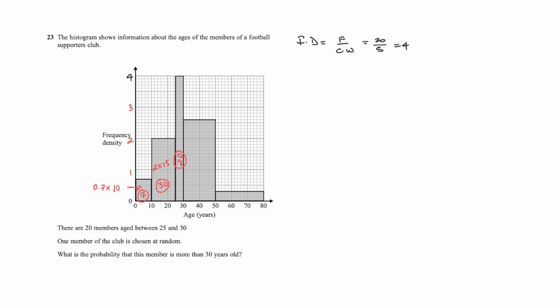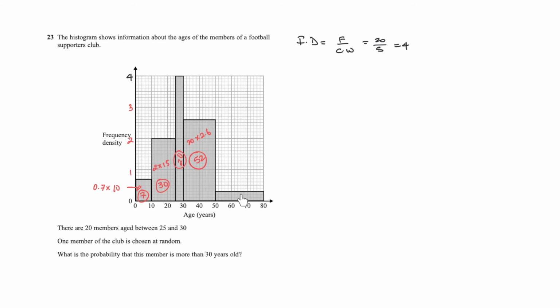And then in this bar here, this is 20. It goes from 30 to 50. And this is what? 2.6 there. Yeah, 2.5, 2.6. So that's going to be 20 times 2.6. That's going to be 52 people in there.